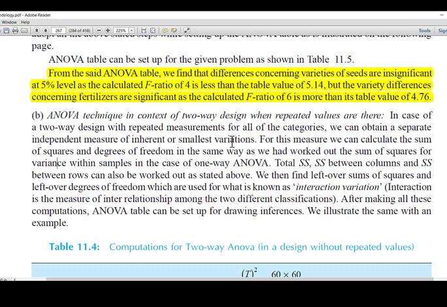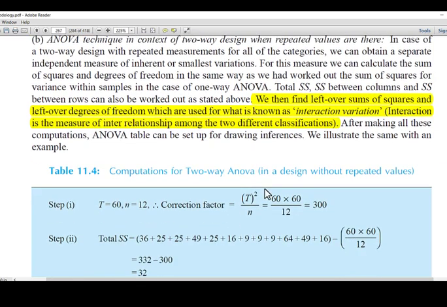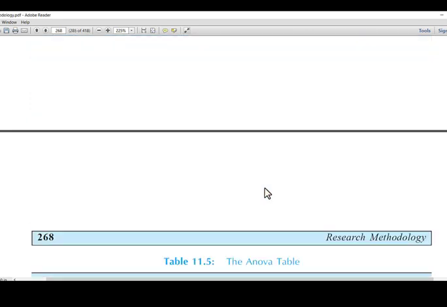Total SS, SS between columns and SS between rows can also be worked out as stated above. We then find leftover sums of squares and leftover degrees of freedom, which are used for what is known as interaction variation. So here is the difference when repeated values are there. After making all these computations, Anova table can be set up for drawing inferences. And now one example is taken to demonstrate that.